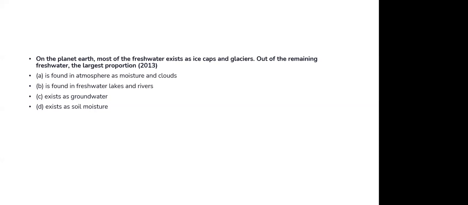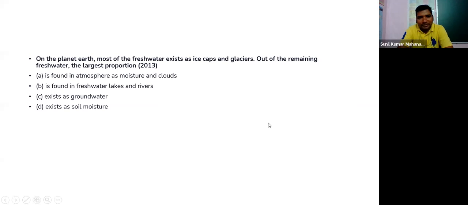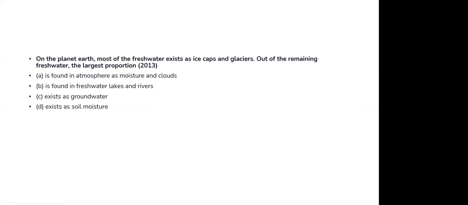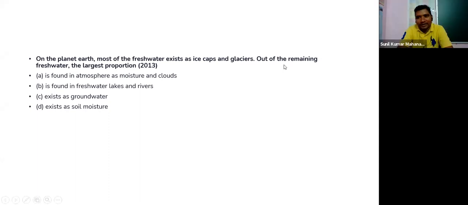Okay, B? Kumkum, what is your answer? B, it is found in freshwater lakes and rivers. But lakes do not have fresh water. No. My answer is C, it exists as underground water. Yes, it exists as groundwater.